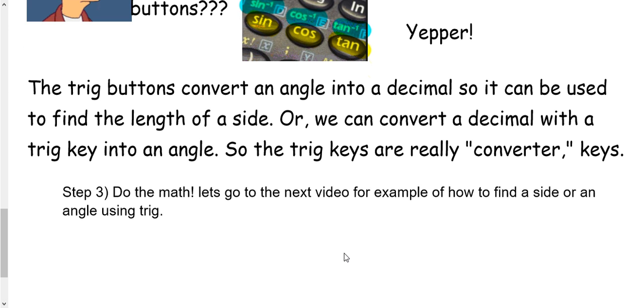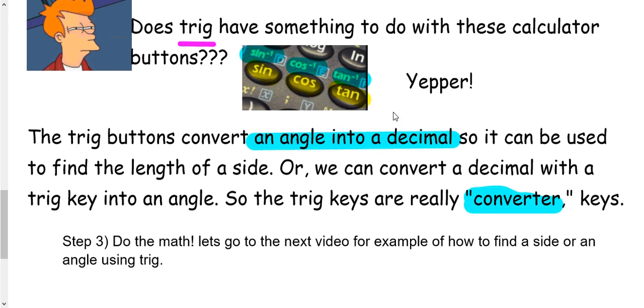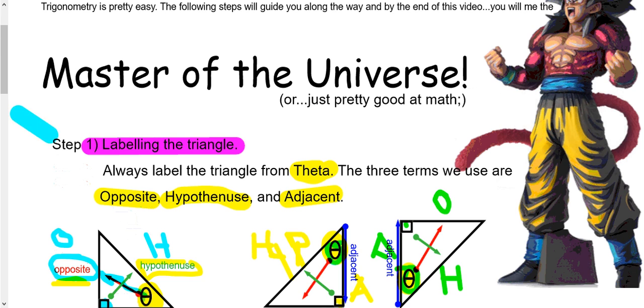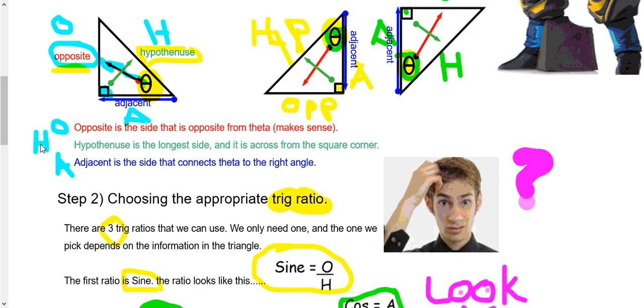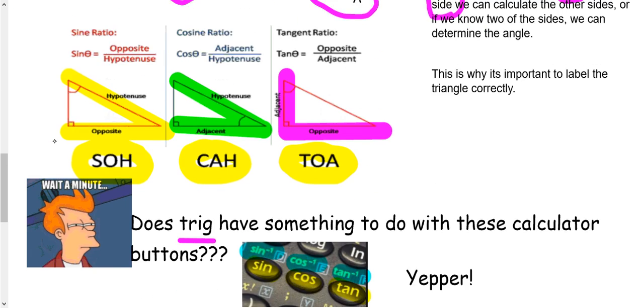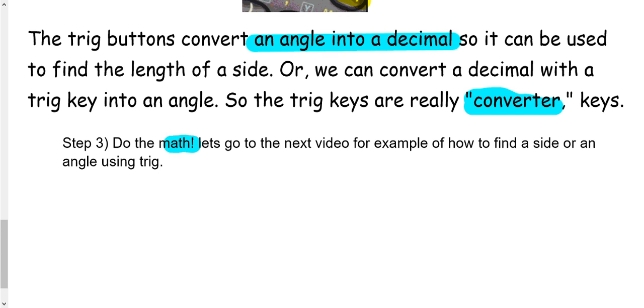So what do the trig buttons do? They convert an angle into a decimal, so it can be used to find the length of a side. Or we can convert a decimal with a trig key into an angle. So the trig keys are really converter keys. Okay, so step one, if we remember that, was to label the triangle. Step two was to choose the right ratio. Step three, do the math. Well, let's go to the next video for an example of how to find a side or an angle using trig.